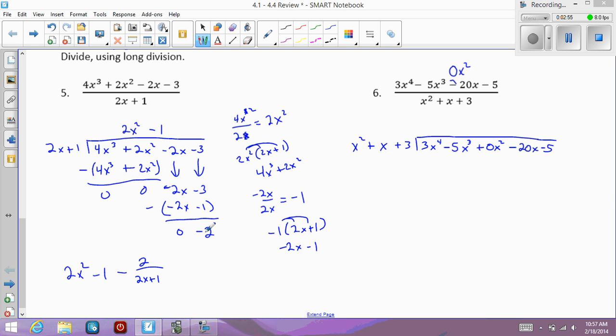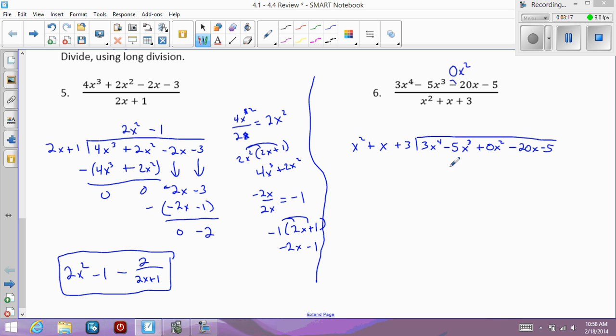If that was an expression like negative 2x plus 3, I would put plus and then put the negative 2x plus 3 over this denominator. So when it's just a single digit over here, the negative can go as a minus out in front. And that is our answer. Okay, and on to number 6.